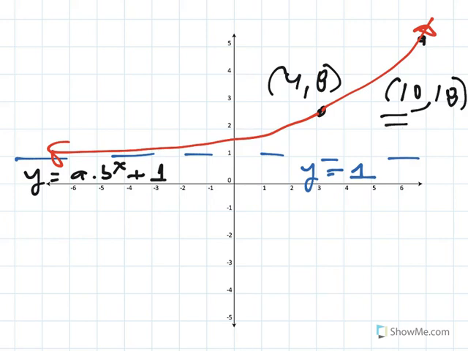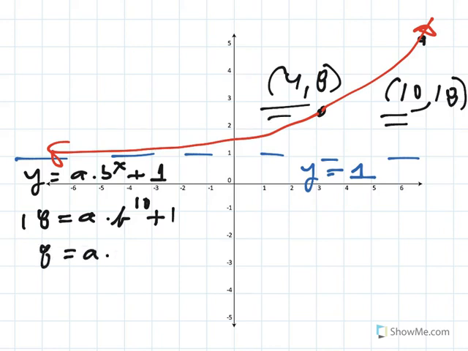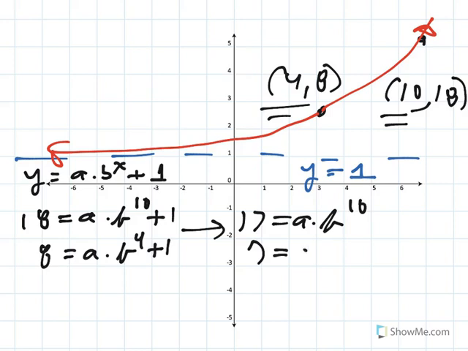So if I take the one with the bigger x coordinate and say 18 equals a times b to the 10th power plus 1, then take the other point and say 8 equals a times b to the 4th plus 1. And here's where you have to be extra careful. Don't divide yet. First subtract 1 from both sides. 17 equals a times b to the 10th. And 7 equals a times b to the 4th.